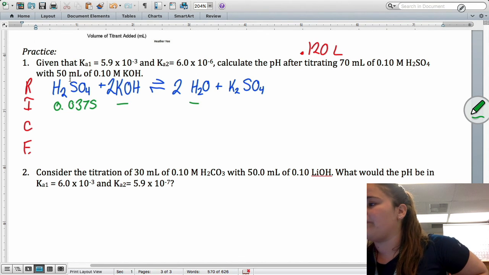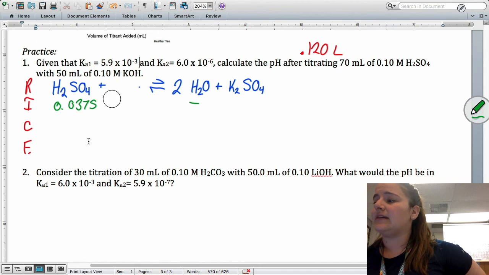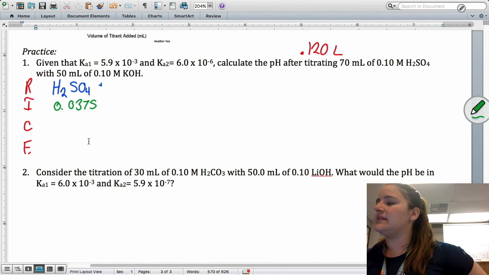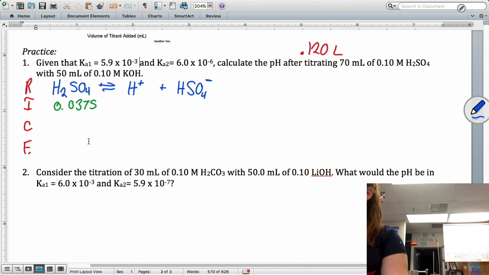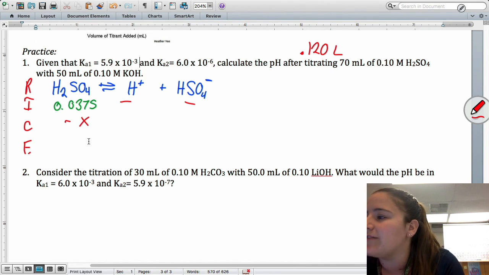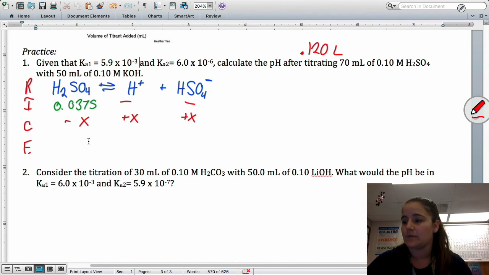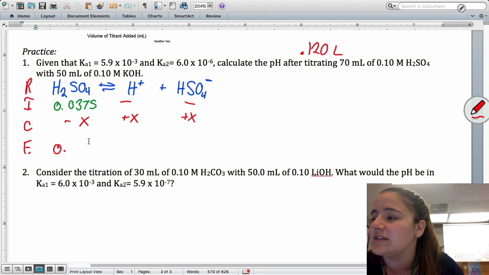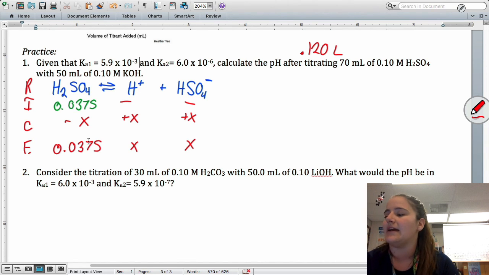All of this is reacted, so we don't need to worry about it. We're just focused on our H2SO4. It's what's controlling the pH. So we can simplify the reaction down to that H plus and that HSO4 minus. Again, we're going to assume none of this. We're going to lose X amount of this and gain X of this. We can assume that X is going to be really small so that at equilibrium, the concentration is still going to be about 0.0375, plus X and X.